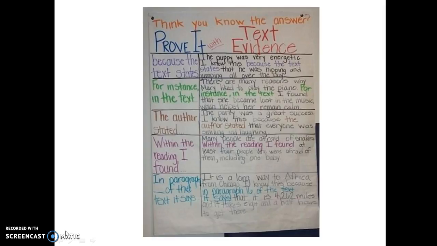Within the reading, I found at least 4 people who are afraid of them, including 1 baby. So they're showing lots of examples here that will help support their proof. And the last one, in paragraph blank of the text, it says, so it is a long way to Africa from Chicago. I know this because in paragraph 16 of the text, it says that it is 4,262 miles.